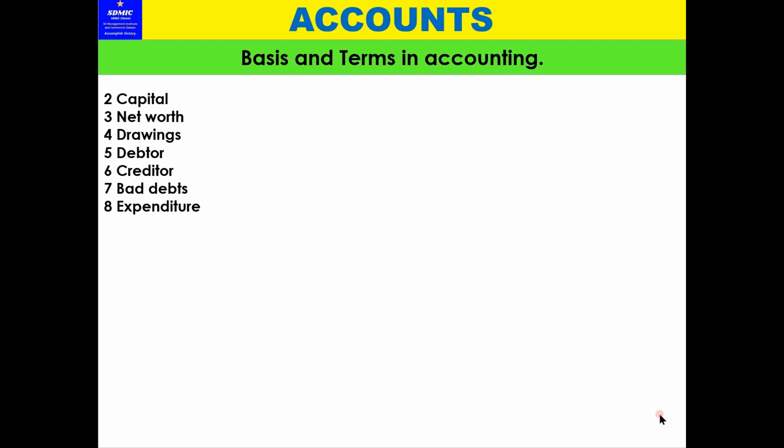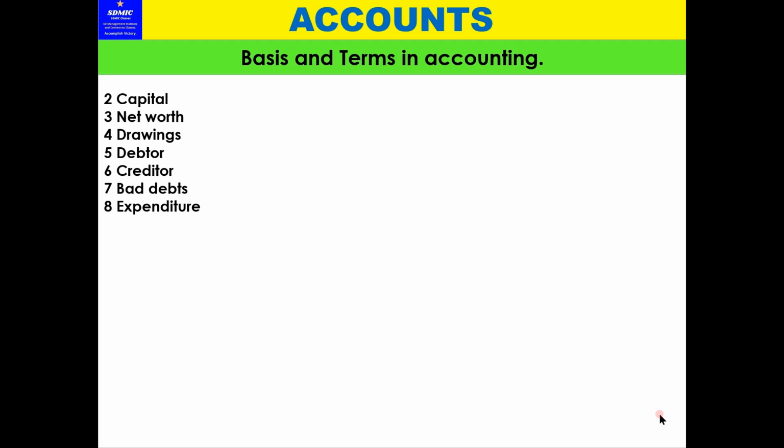Debtor. A debtor is a person from whom the company has to get money. That means the person who owes money to the company is called a debtor. In case of goods or services provided, the company has to get money from the person to whom the goods are sold or the services are provided. So the person who has to give the money to the company is called a debtor, and a creditor is just the opposite. It is the person to whom the company owes.